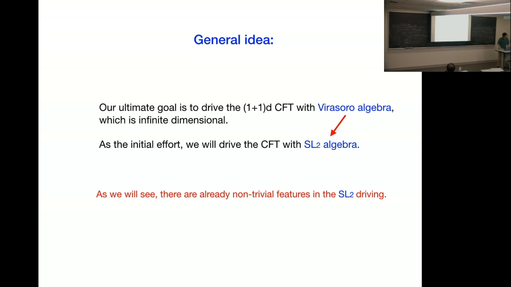Coefficient? What do you mean by coefficient of? Something like SL2C, SL2R. Oh, SL2R, sorry. Yeah, SL2R. Yeah.